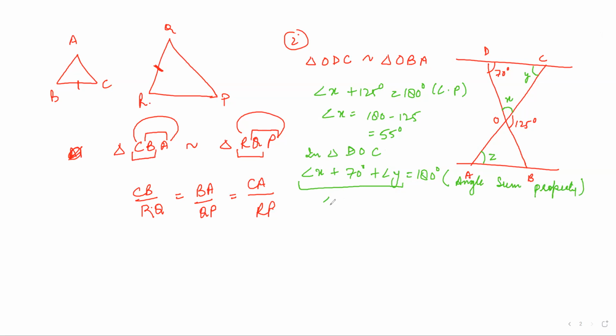All right. So from here, what is the value of Y, Martin? Y is 55. Yes, it's 55. That's good. Okay, so X and Y we have got. Now what about Z? How will I find it?